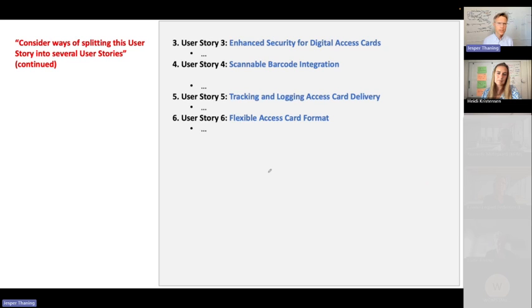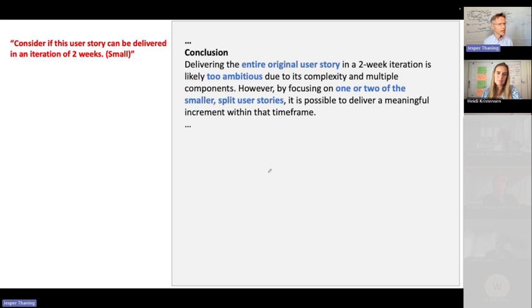But because it's not that small, I asked it specifically, is it small? Can we do it within 2 weeks? Most people I've talked with about these user stories say, no, not really. And that's the same as what this chatbot says. It's probably too ambitious to do it within 2 weeks. So we might as well try to split it.